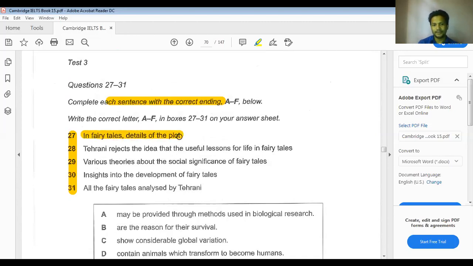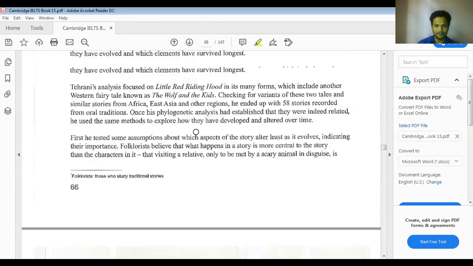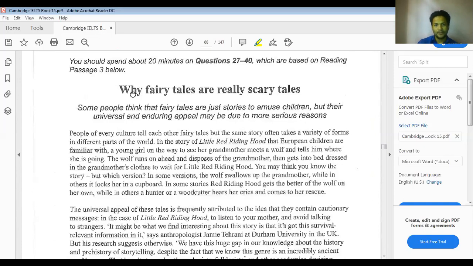In fairy tales, details of the plot. Let's go from the beginning. Why fairy tales are really scary tales? People of every culture tell each other fairy tales, but the same story often takes a variety of forms in different parts of the world. So it says the same story has different plots in different parts of the world.